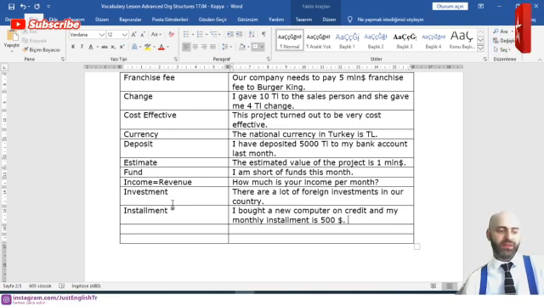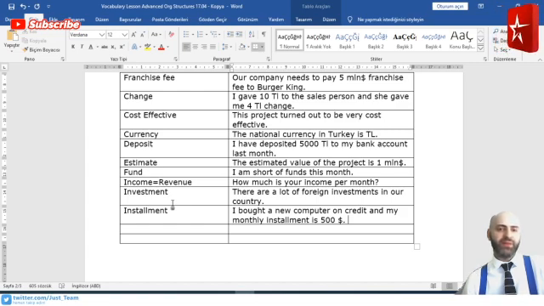The next word that I explained is estimate. Estimate is when you guess the value of something, but not for sure. It is a rough value. For example, the estimated value of the project is $1 million. It means maybe the project will be 980,000 or maybe 1,010,000. So around about 1 million.